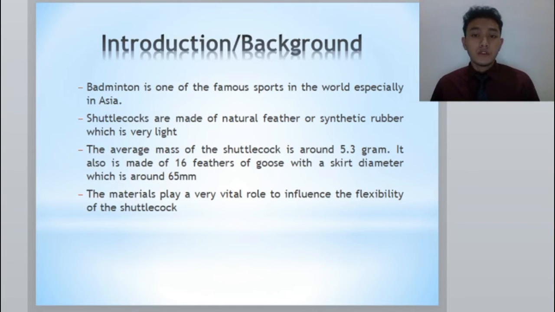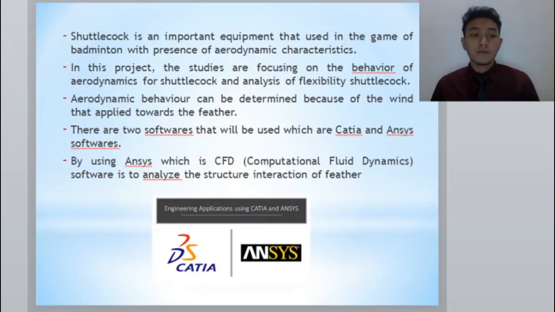Badminton is one of the famous sports in the world, especially in Asia. Shuttlecocks are usually made of natural feather or synthetic rubber, which is very light. The average mass of the shuttlecock is around 5.3 gram. It is also made of 16 goose feathers with a skirt diameter of around 65 mm. The materials play a very vital role in influencing the flexibility of the shuttlecock.